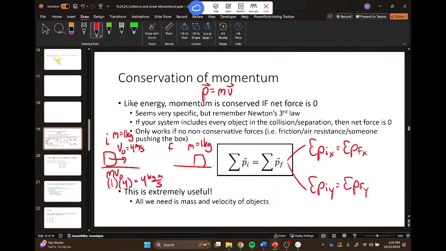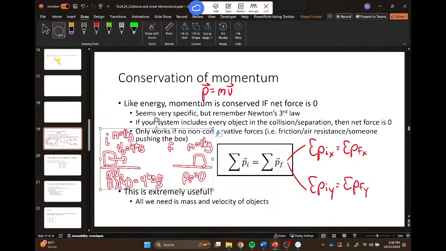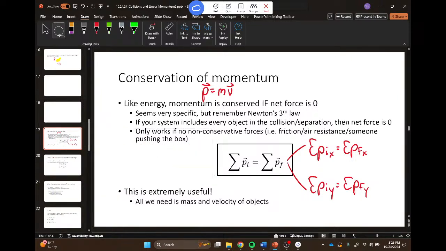If it's not moving, what's my final momentum? 0. Obviously, 4 does not equal 0. So that doesn't work. If you lose energy to your environment, then you can't use this. If there's friction, there's air resistance, you can't use it. All right. So that's the big caveat to this incredibly useful tool. We're going to do a bunch of problems today with this. Incredibly useful tool, but you cannot use it if there's air resistance, friction, or things like that. At least not once you're acting on it.